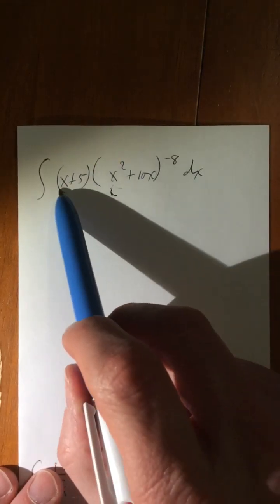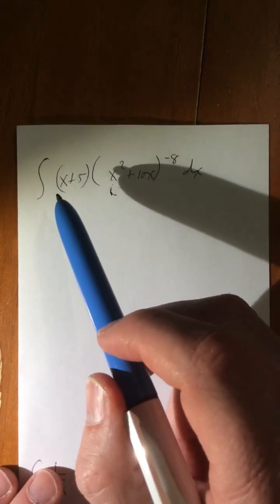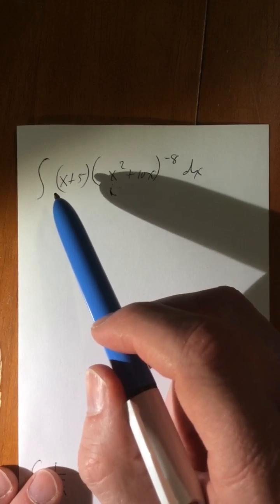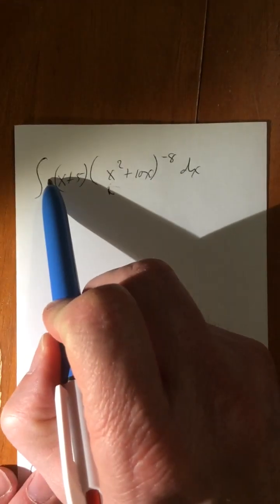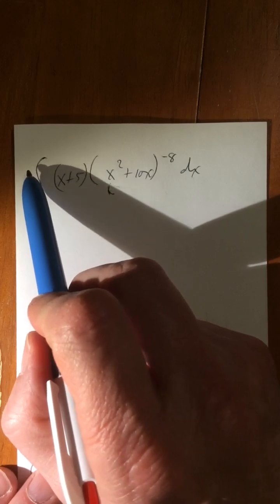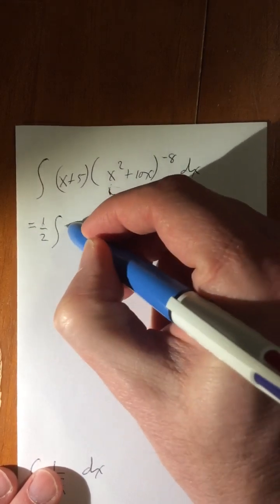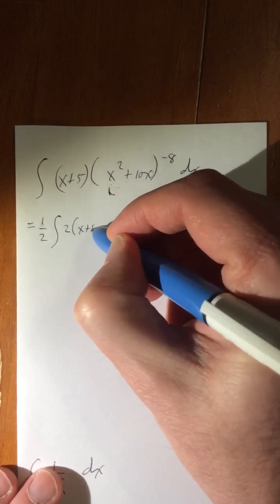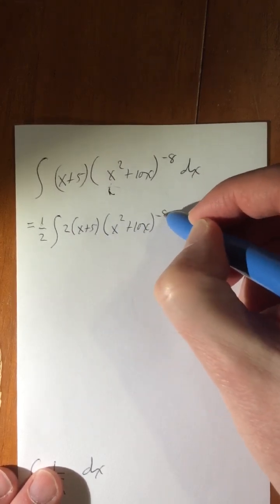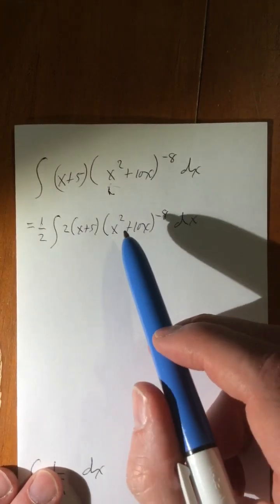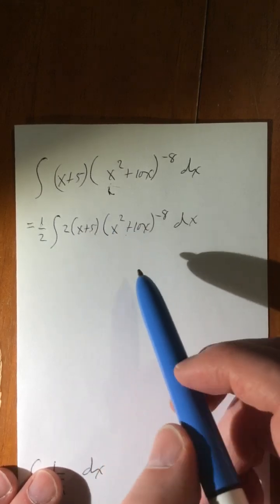So let's do that. In order to make x plus 5 into 2x plus 10, the derivative of this, I need to multiply it by 2. But as I said in class today and many other times, I can't just go around multiplying stuff by 2 and think that that's okay. I can multiply things by 1 because that doesn't change anything. So if I multiply by 2 on the inside and 1/2 on the outside, then I've really only multiplied by 1. So I'm going to say equals 1/2 integral of 2 times x plus 5 times x squared plus 10x to the -8 dx. Okay, so I have a thing to a power and its derivative, right? Because 2 times x plus 5 is 2x plus 10, which is the derivative of that. So I'm good to go now.